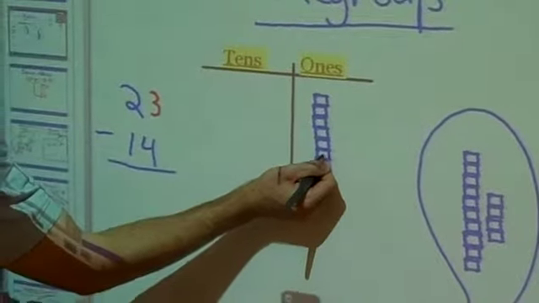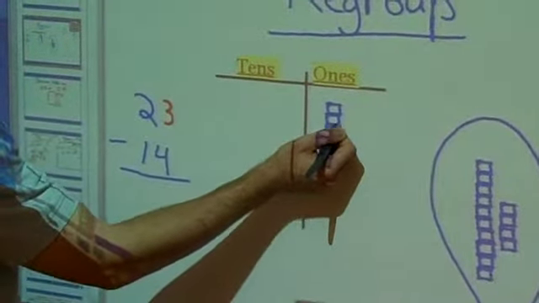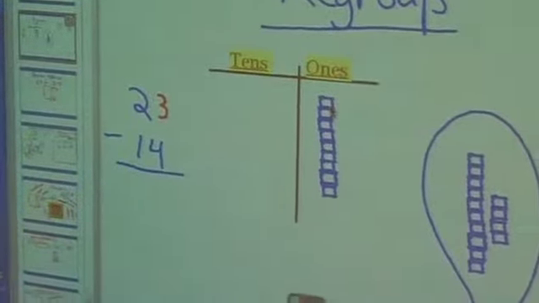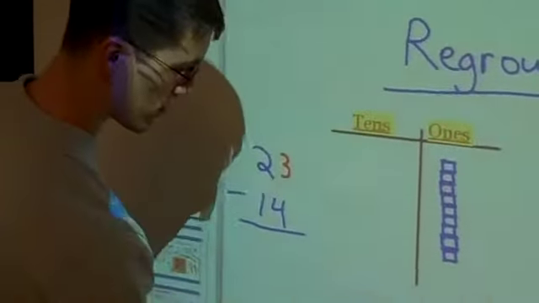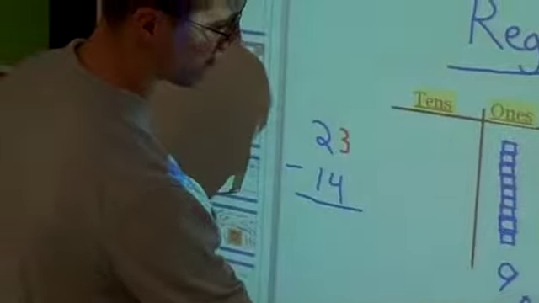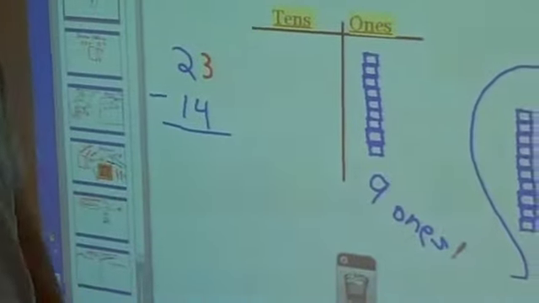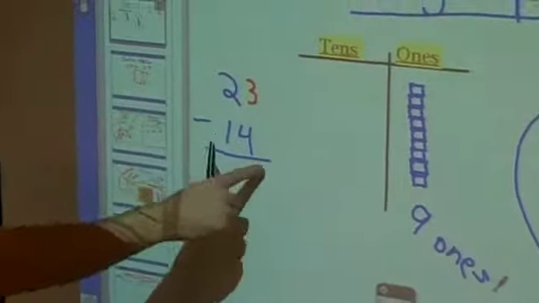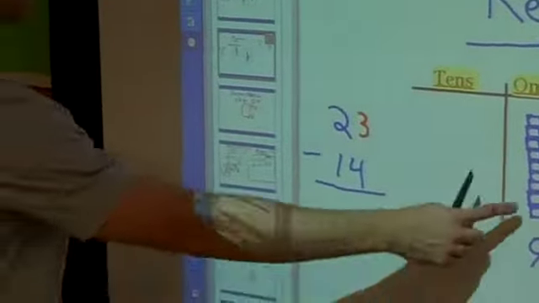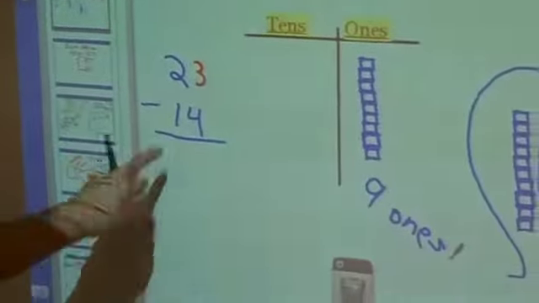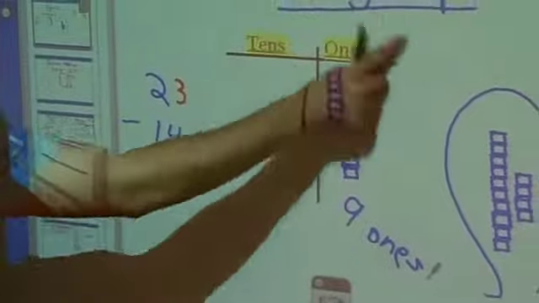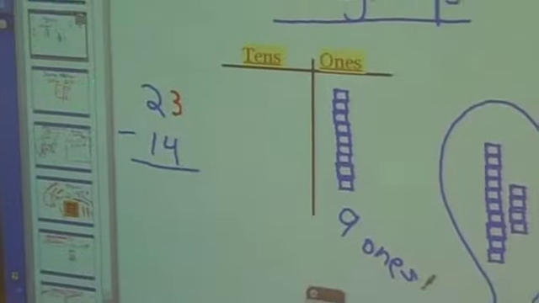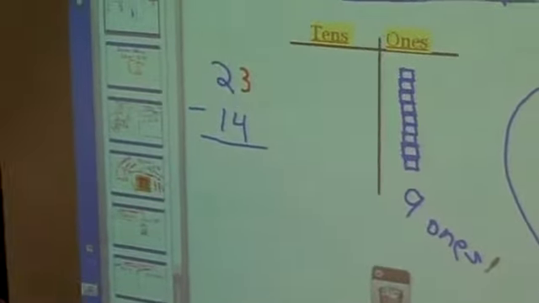1, 2, 3, 4, 5, 6, 7, 8, 9. I'm left with 9 1s in my original group. So, 23 minus 14 must be 9. But how do I do that if I'm not using my picture of boxes? I'm going to show you that now.